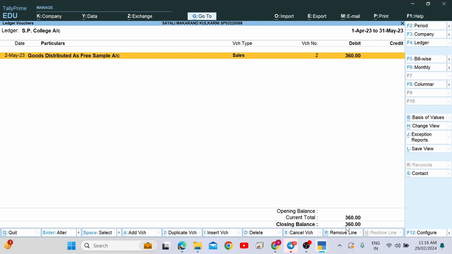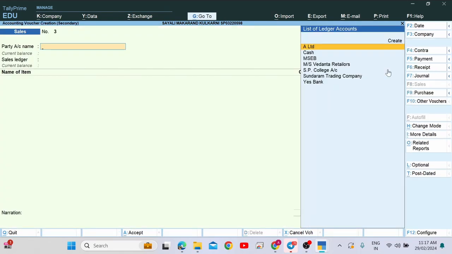Now how will this become 0? Already we have a debit of 360. By giving credit of 360, that will become 0. Therefore you should give credit to SP college 360 and debit to what? Where will we transfer this? To advertisement. Therefore say here Alt A to add the transaction.